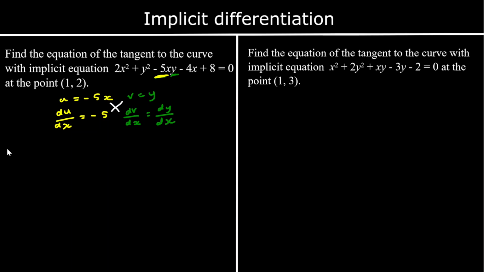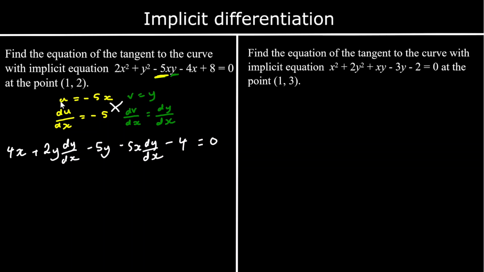2x squared differentiates to give 4x. Then I've got y squared, so differentiate it normally, and then times dy/dx. Then my product rule: so I've got negative 5y minus 5x dy/dx. Negative 4x differentiates to give negative 4. 8 has got no gradient, and it equals 0.